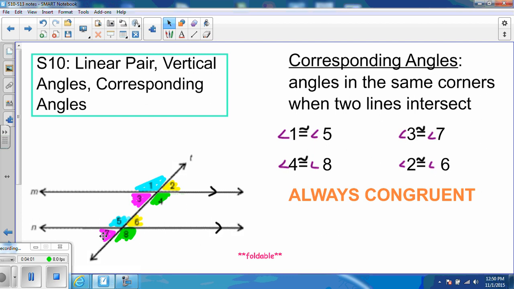Besides the special names like corresponding, knowing the relationship is also really important. So corresponding angles are always congruent. So on your foldable, definitely color code things and also write your definition in there and write out what's congruent to what. Now, you don't have to only write on your foldable. If you also want these in your notes, feel free to write all this in your notes as well.